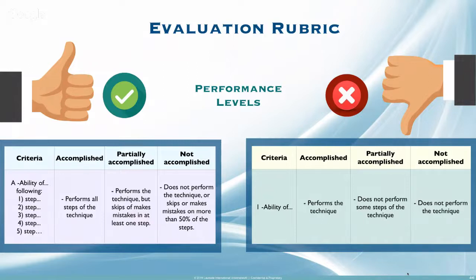In partially accomplished and not accomplished, we quantify the steps covered, making the evaluation more objective and clear. For example, partially accomplished is when the students perform the technique but skip or make mistakes in at least one step. So if they perform all steps, they accomplished this criteria. If they skip at least one step, it's partially accomplished. But when we talk about not accomplished, we are saying doesn't perform the technique or skips or makes mistakes in more than 50% of the steps. It's different to say does not perform the technique. It's not specific, it's not clear, and it does not give the students a good feedback.